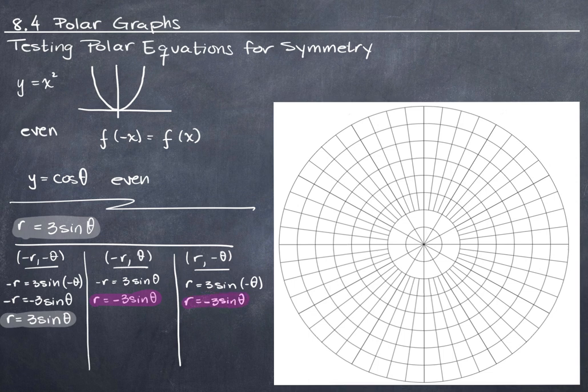Do you remember what the graph of r equals 3 times the sine of theta looked like? It looked something like this. I'm going to try that again.